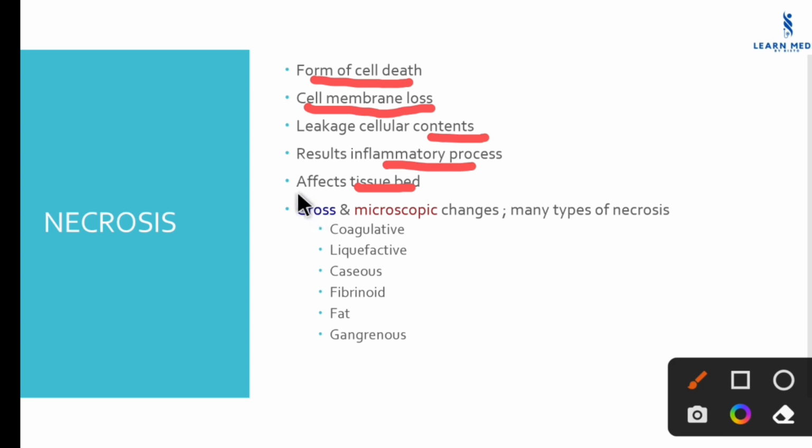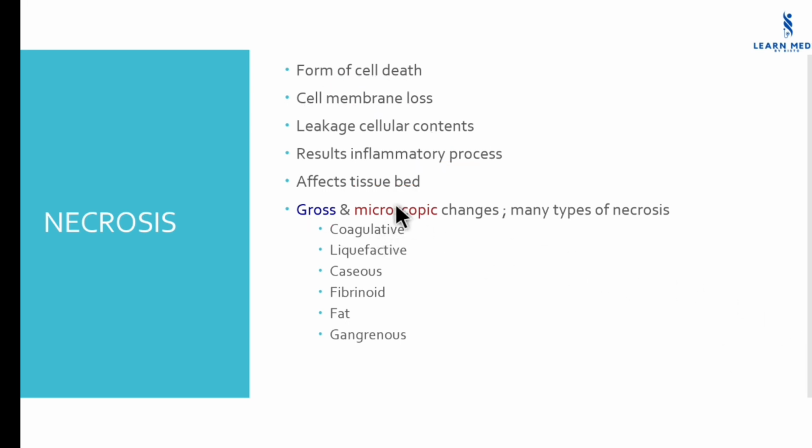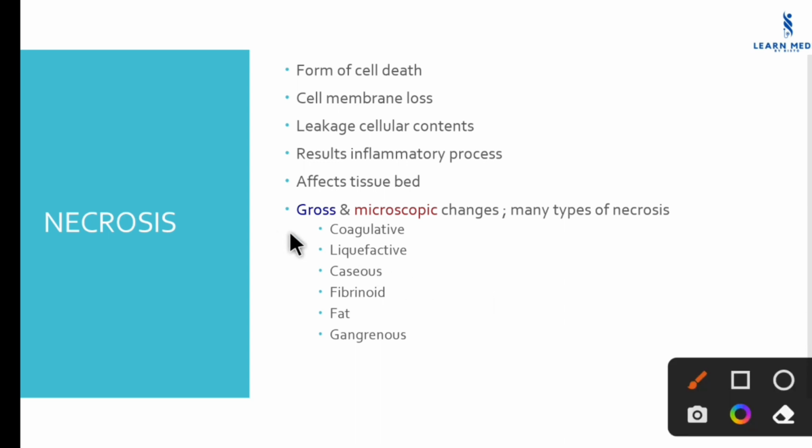Necrosis is categorized into different types according to the gross and microscopic changes that involve a tissue. According to these changes, necrosis is categorized as coagulative necrosis, liquefactive necrosis, caseous necrosis, fibrinoid necrosis, fat necrosis, and gangrenous necrosis.